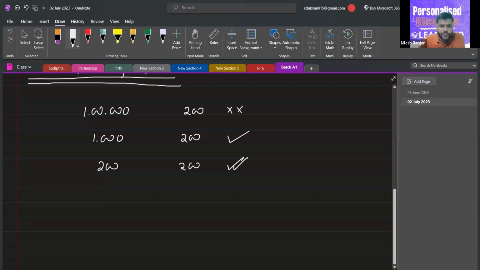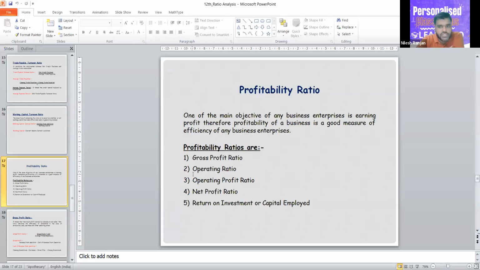You can see one of the main objectives of any business enterprise is earning profit. Therefore, profitability of a business is a good measure of efficiency of any business enterprise. So we know the gross profit, operating profit, and net profit. So these are written here as a ratio: net profit ratio, gross profit ratio, operating ratio.